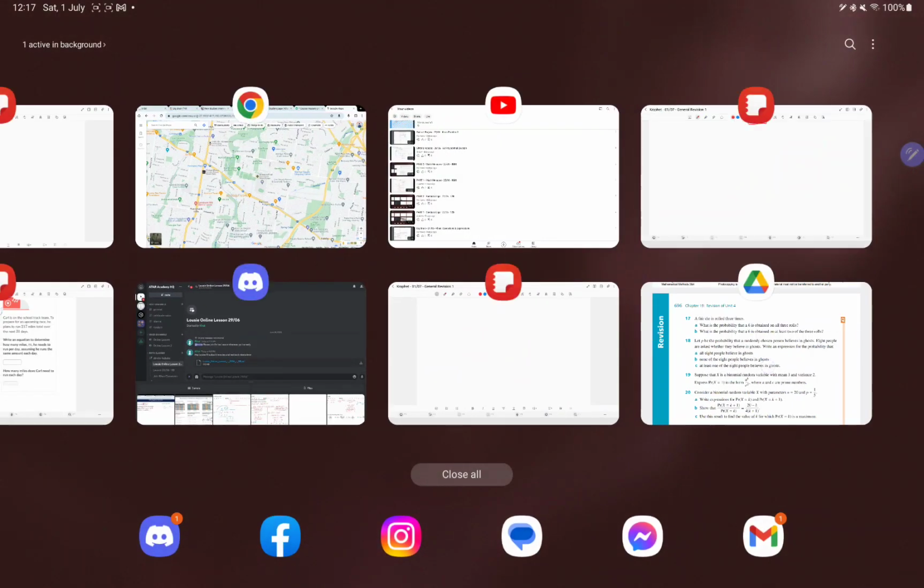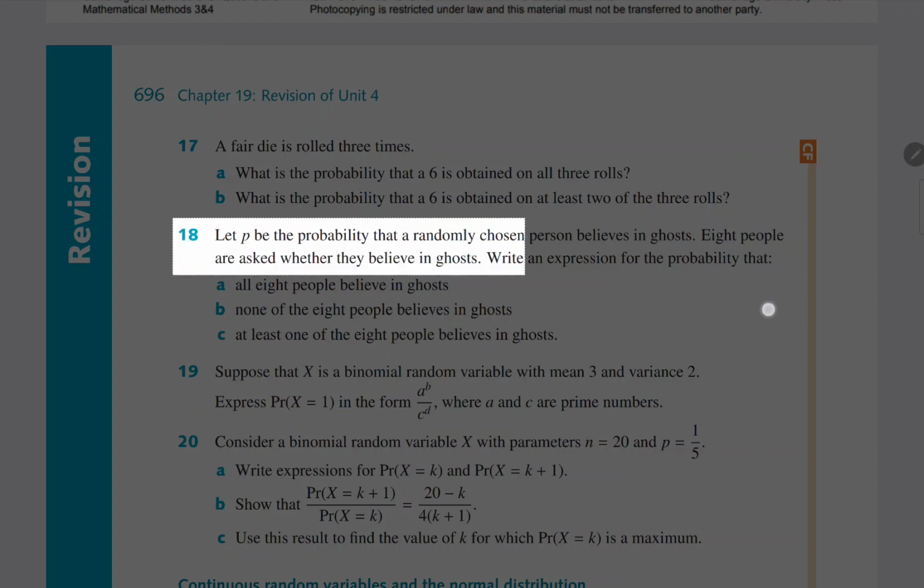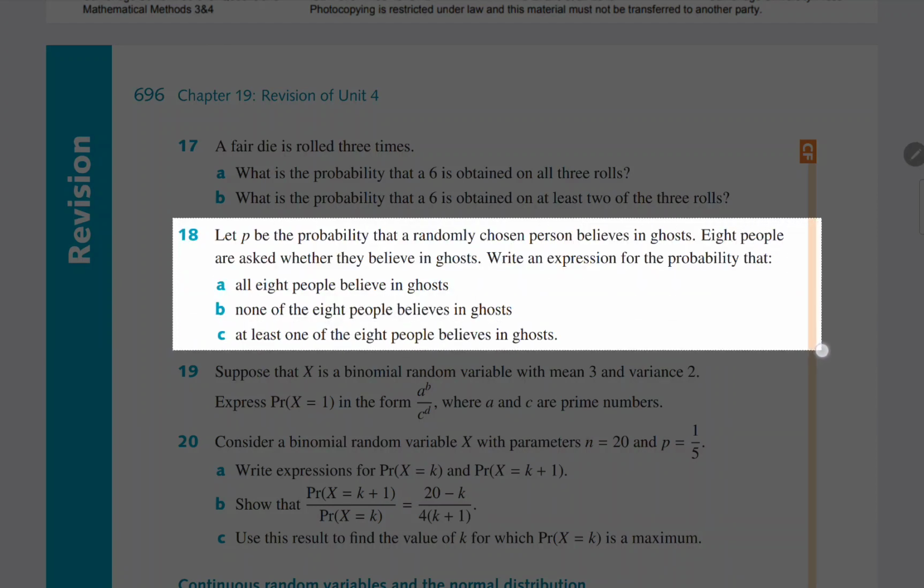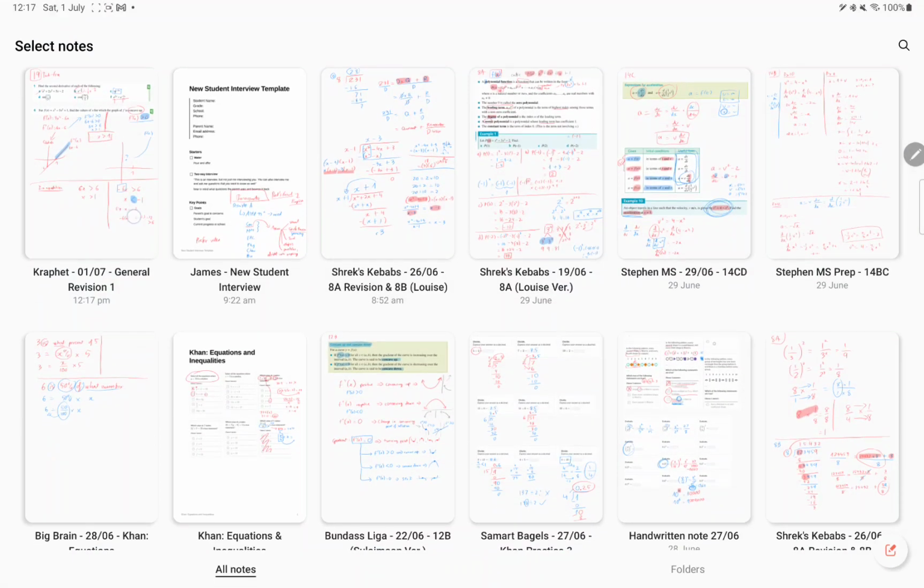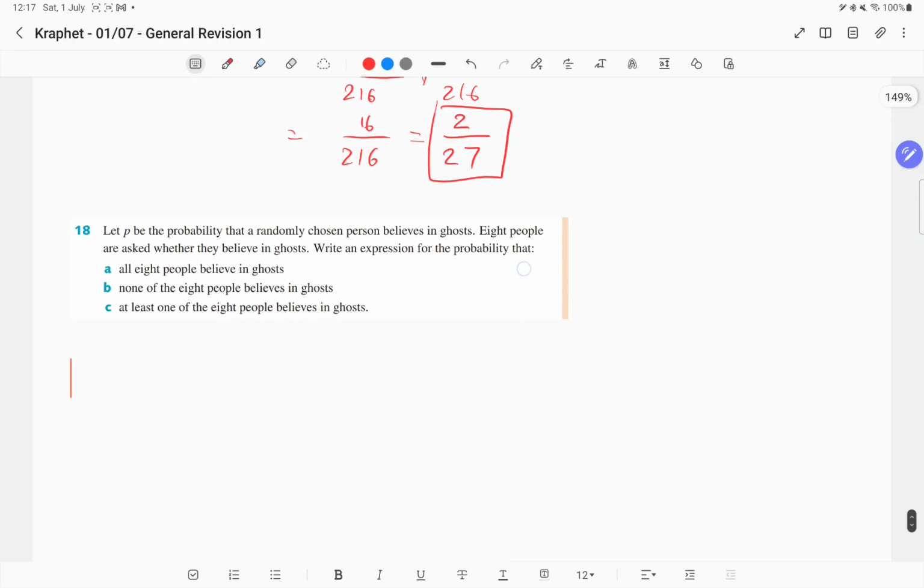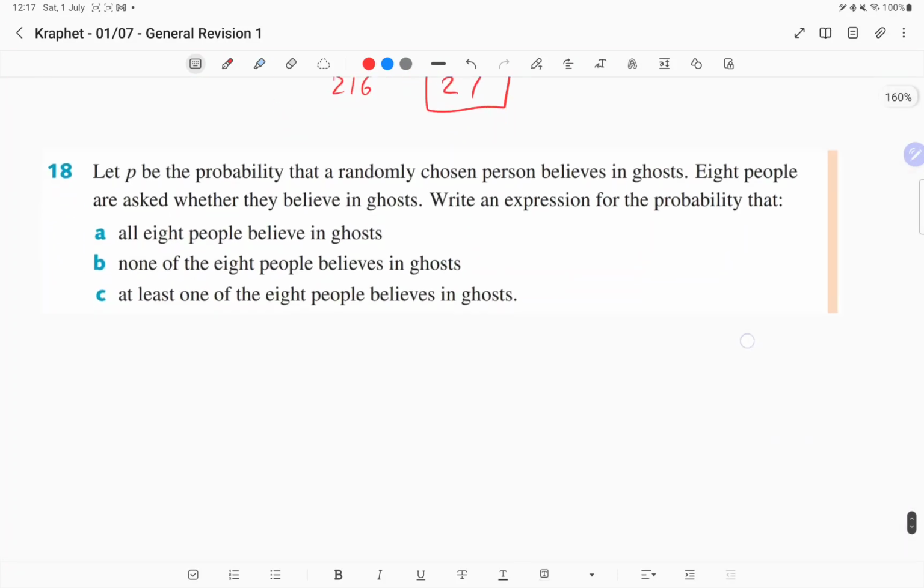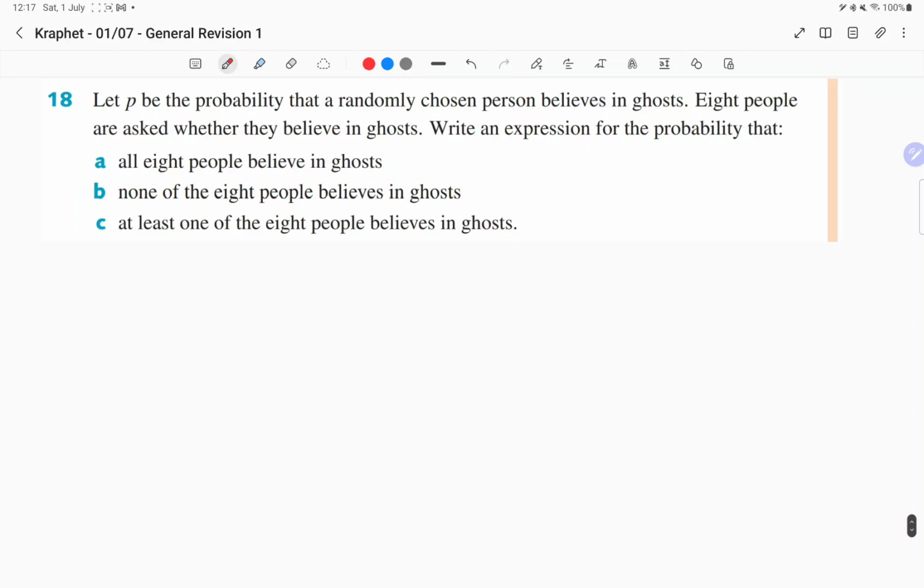So that's that. Next is question 18. This first one is not too bad. The next one is the expression one, so this is pure theory. There's no number in here. Let P be the probability that a randomly chosen person believes in ghosts. That's the probability of success. 8 people are asked, so n equals 8. Write an expression for the probability that all 8 believe in ghosts. It would be P to the power 8, because all 8.